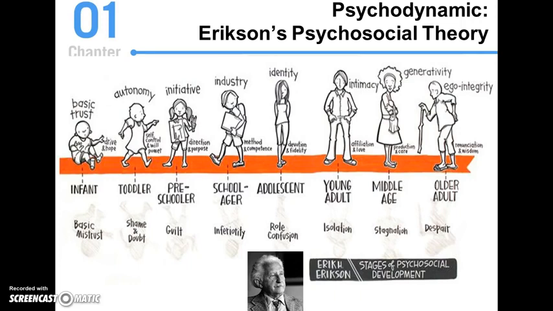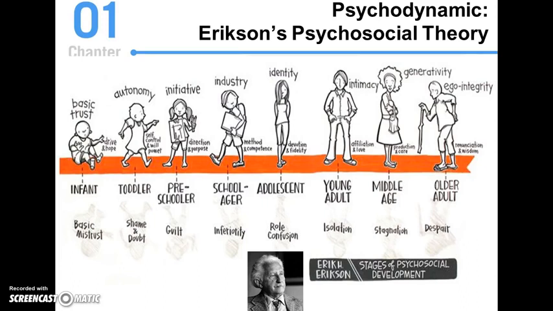So this is the industry versus inferiority stage. Can I do many, many things? Can I have some competency in all of this? And if they don't feel like they're good at stuff, if they don't feel like they're good at anything, then they end up in inferiority. Have you known a kid who kind of struggles with school? School is just not their thing, and they end up feeling inferior and not good enough? That's industry versus inferiority. The adolescent, what's the adolescent working on?